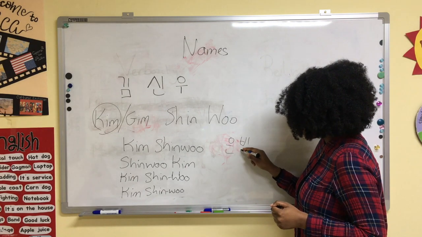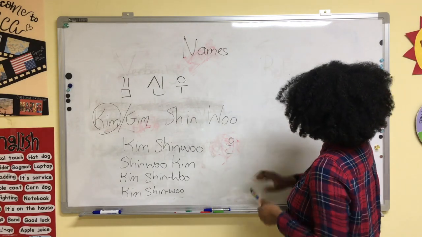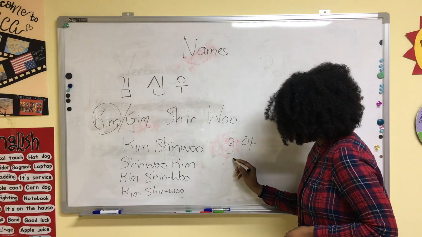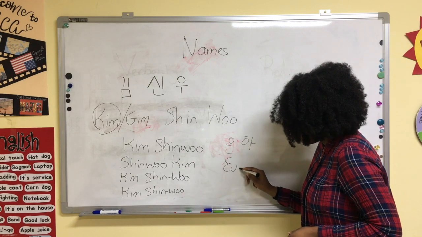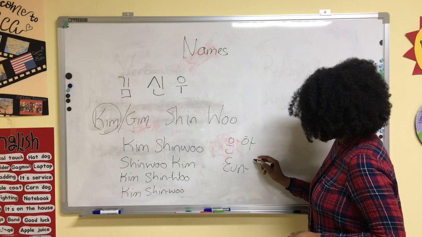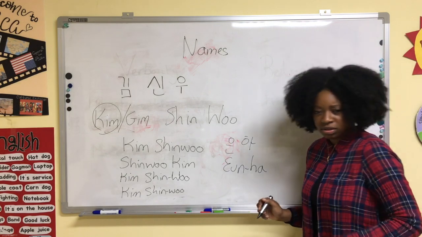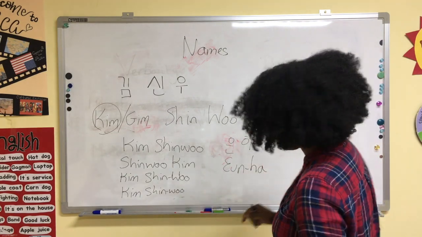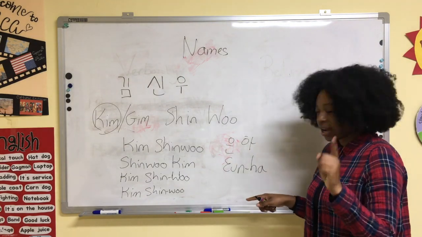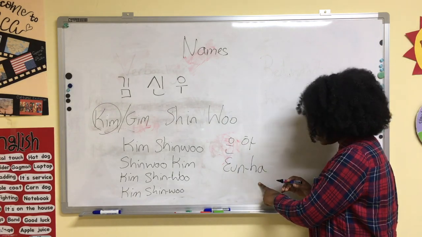I don't even know if this is a real name, but let's just pretend, Eunha. Now, when I write it in English, I usually write E-U-N, and then I put a dash, H-A. I can't remember if I put a capital letter. Do you put a capital letter or no capital letter? I'll check that out. But I would write it like that just to make it easier.